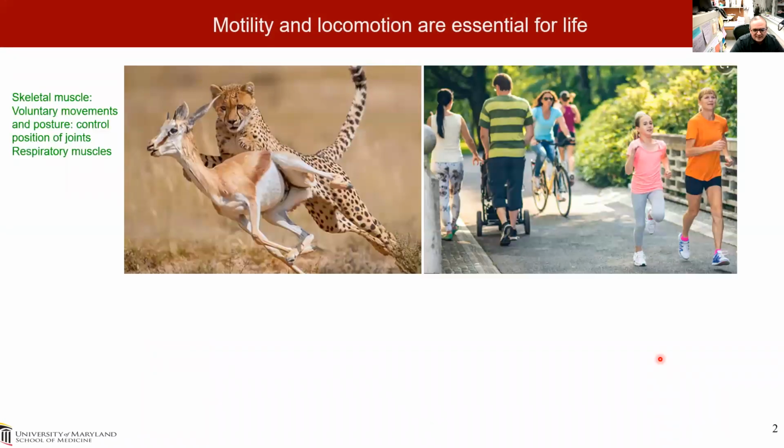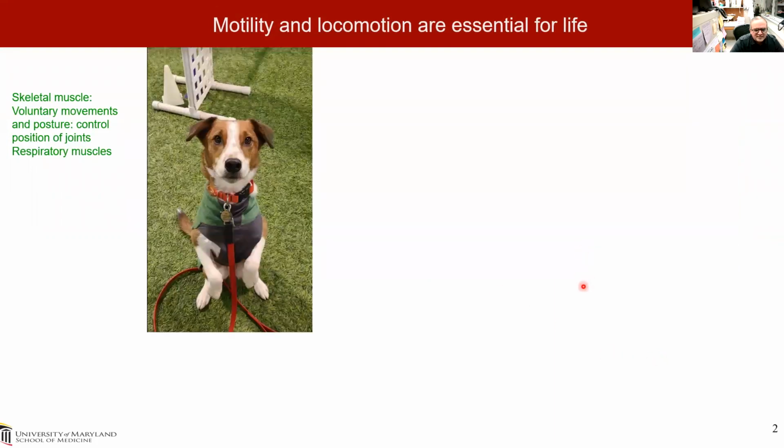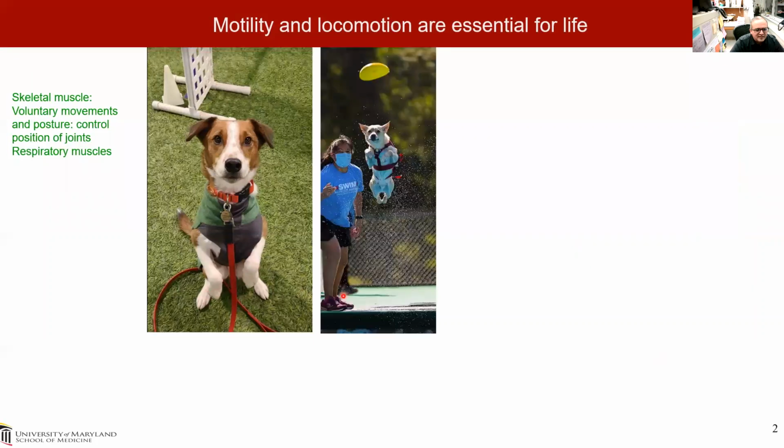Motility and locomotion are essential for life. Skeletal muscle is a factor of voluntary movements and body balance. It provides bone and joint stability and protects internal organs. Overall, its proper functioning is important for survival and quality of life. Muscles are highly specialized to accomplish delicate, powerful, and complex tasks.